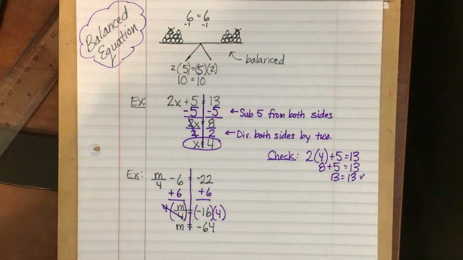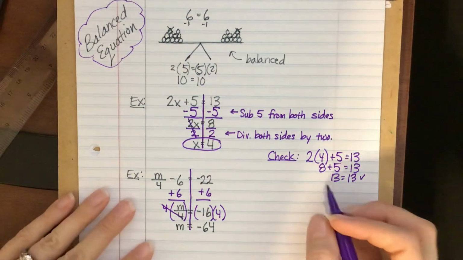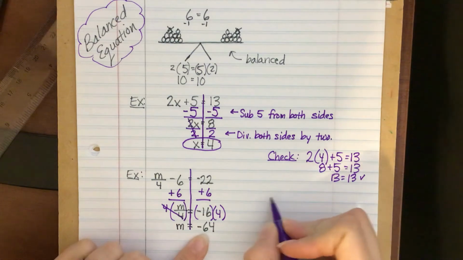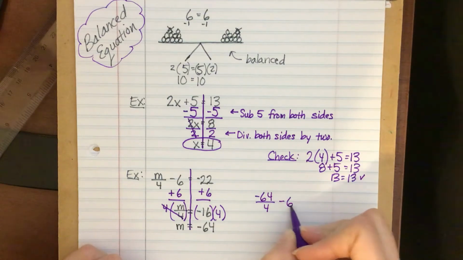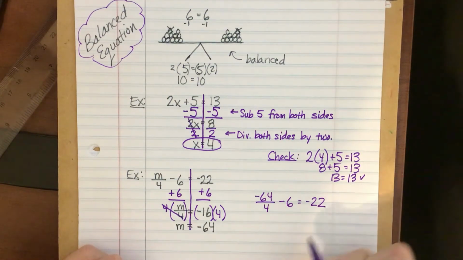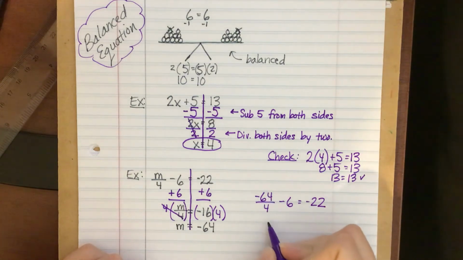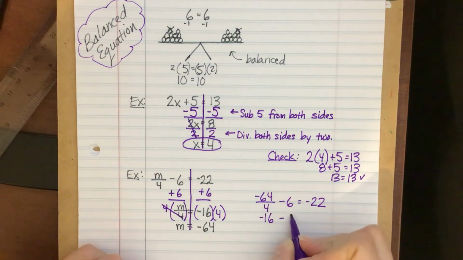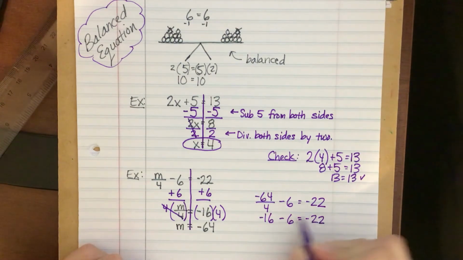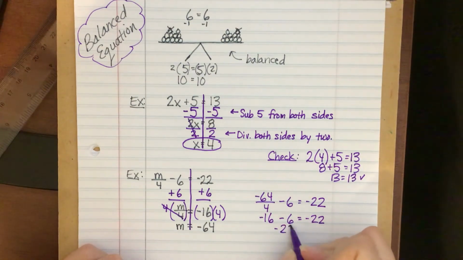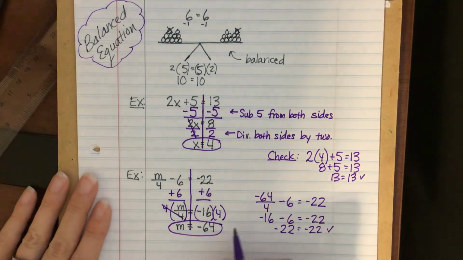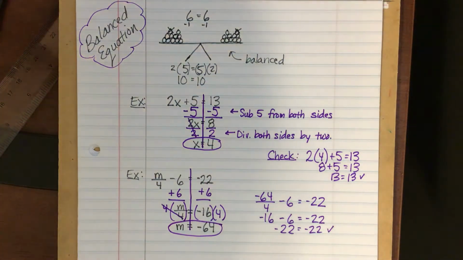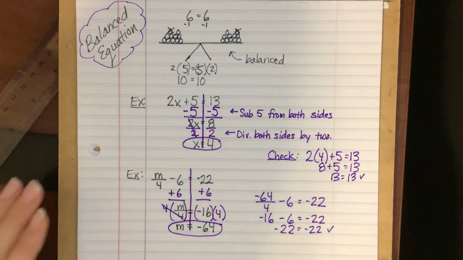Okay. Now, I really want to make sure that I've done this correctly, so I'm going to plug negative 64 in and just make sure that it works. Okay, negative 64 divided by 4 is negative 16. Negative 16 minus 6 is negative 22. So yes, good, it works. That is our solution. So basically, you're always going to add or subtract first, and then you will multiply or divide.